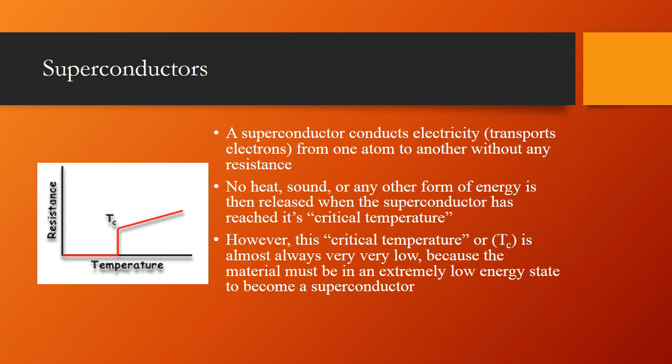Next, we have superconductors. A superconductor conducts electricity without resistance. Basically, electrons are able to pass between atoms without any loss of heat, sound, or other forms of energy. However, this is really only achieved at very, very low temperatures, at which the material is in an extremely low energy state. Once the material reaches this critical temperature, it goes from being a normal conductor to a superconductor.